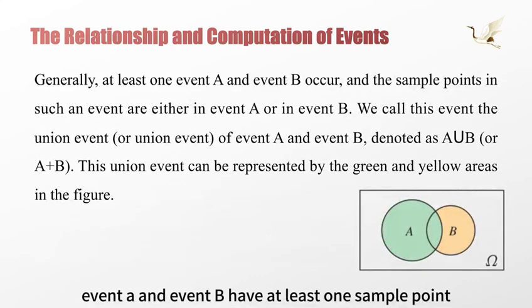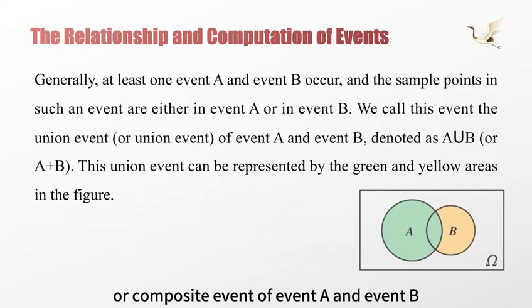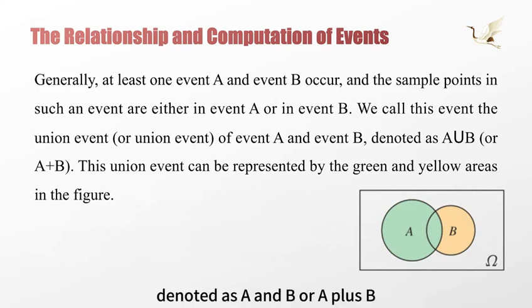Generally, for event A and event B, the event in which at least one sample point occurs, either in event A or in event B, we refer to as the union event or sum event of event A and event B, denoted as A union B or A plus B.